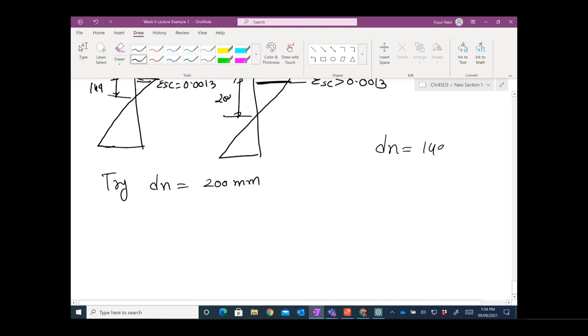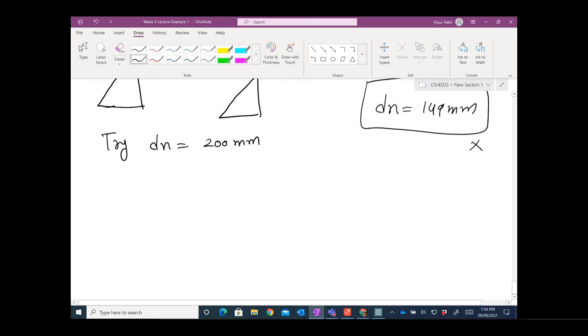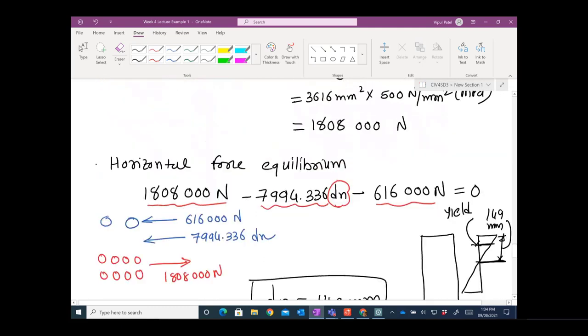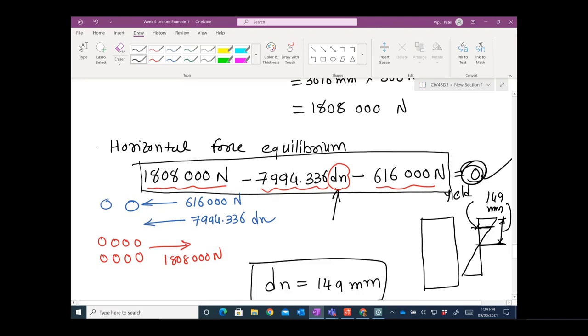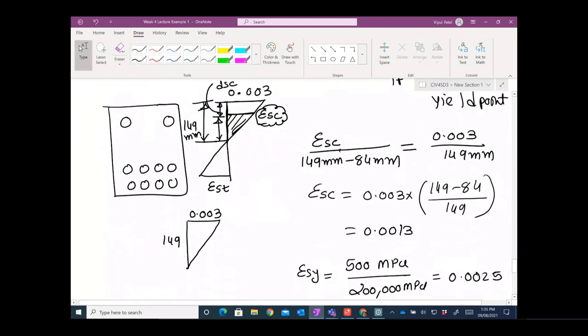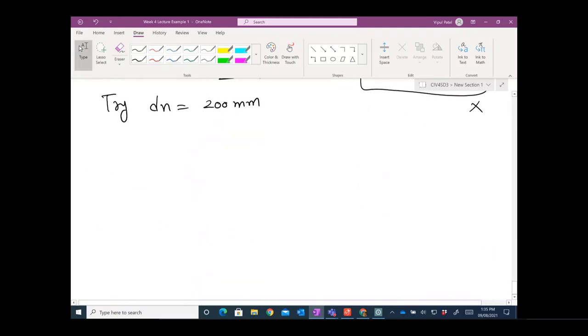Keep in mind DN equal to 149 millimeters did not work. So let's try DN equal to this one. Now the ultimate goal is to get this value equal to zero, right? This is our ultimate goal. It's a puzzle. Puzzle means we need to keep changing this DN until you get this one to zero. That is a target. So somehow we need to plug the DN value in, and keep in mind that top rio is not yielded, so we can't just do this one. So let's repeat the whole procedure again.